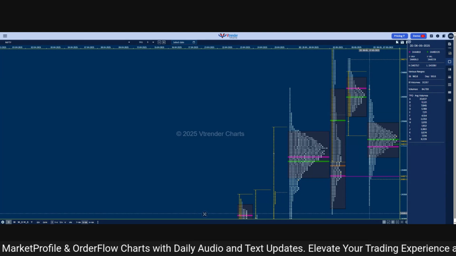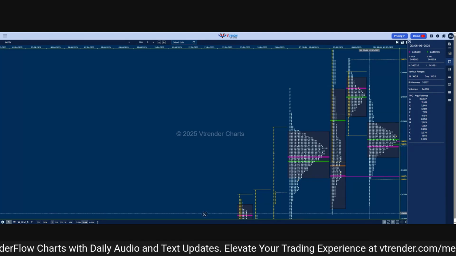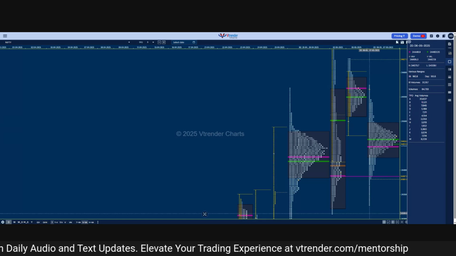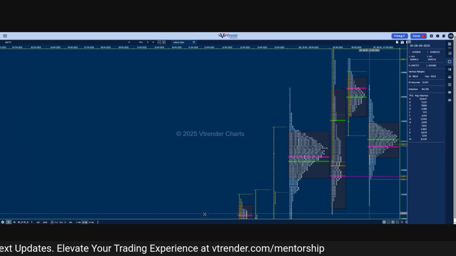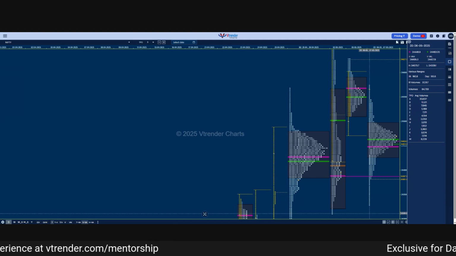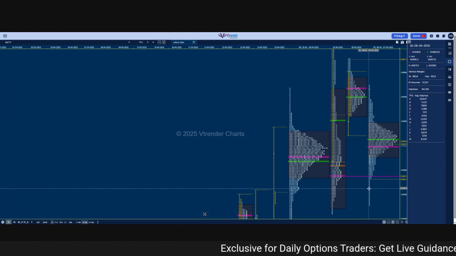However, we do mark the TPOs and we monitor the auction every 30 minutes to tell us whether the auction continues to remain in balance or is showing signs of an imbalance. So that is what our plan for the day was.